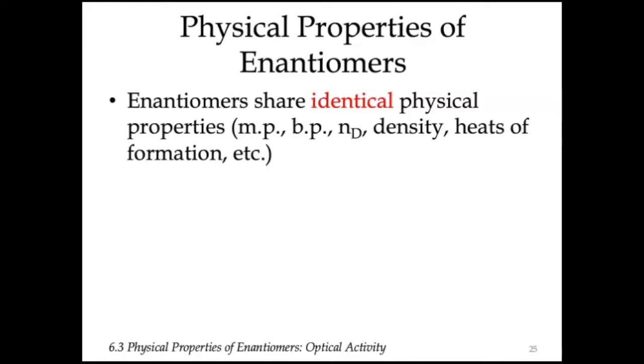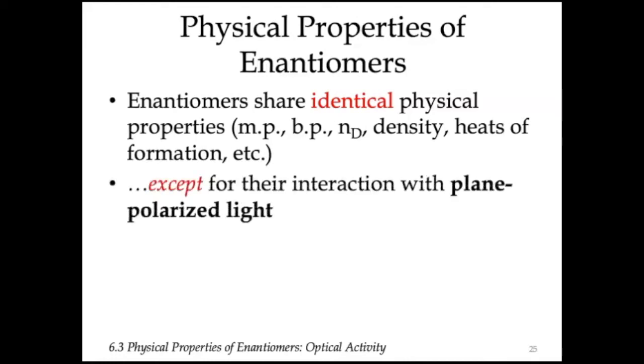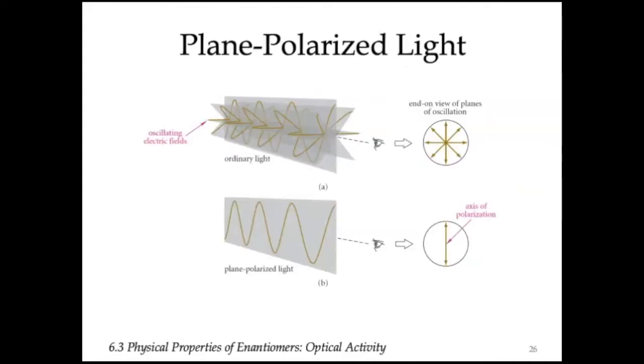Their heats of formation are the same. The only way that they're going to be different is their really odd interaction with plane polarized light. It turns out that if you have a pure enantiomer in a vial, it tends to rotate plane polarized light.